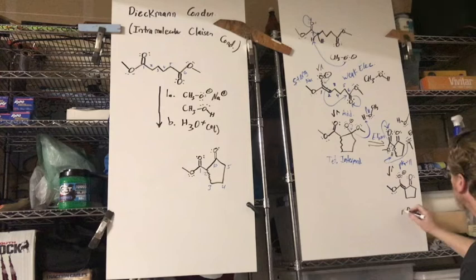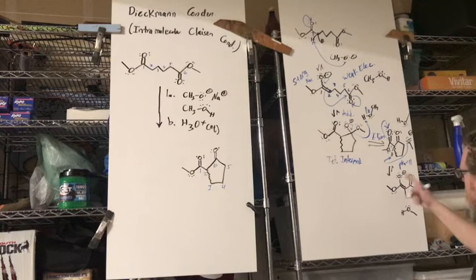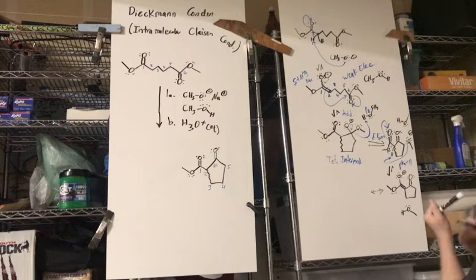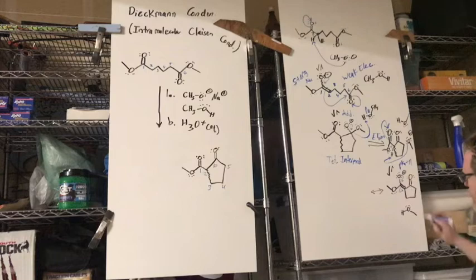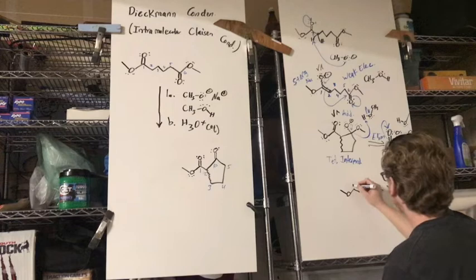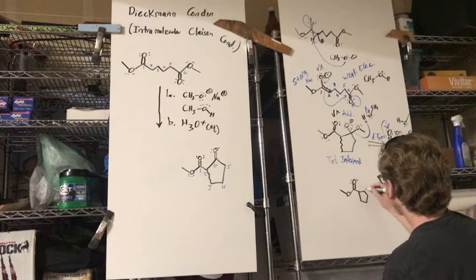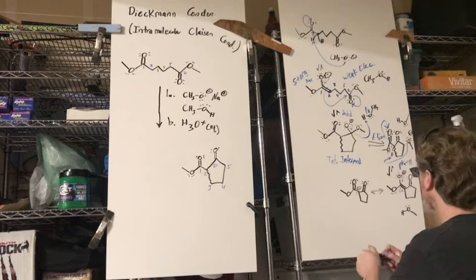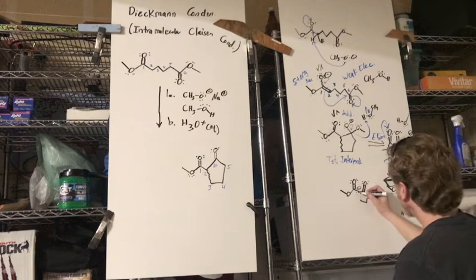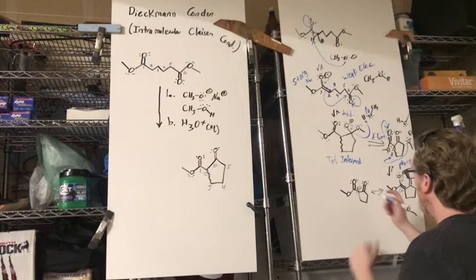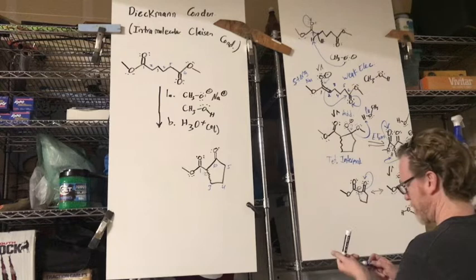And just to review, to make sure we're good at this, let's do the resonance for this to show why it's a pKa of 11. The negative charge is on the ester oxygen, and it's on the alpha carbon, and then it's also on the ketone oxygen. So there are three resonance structures for this conjugate base.